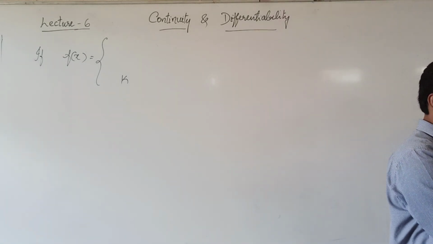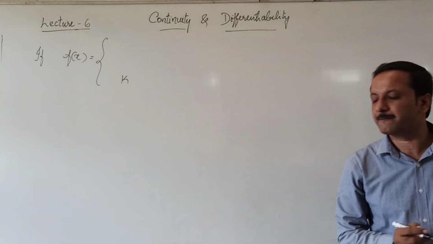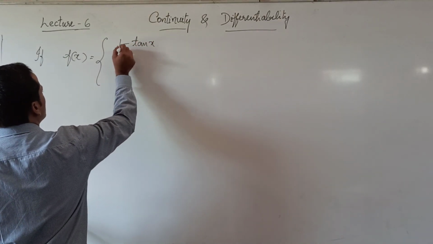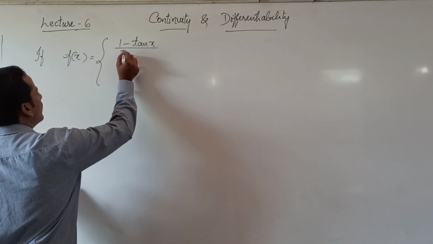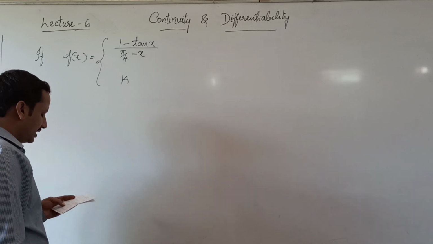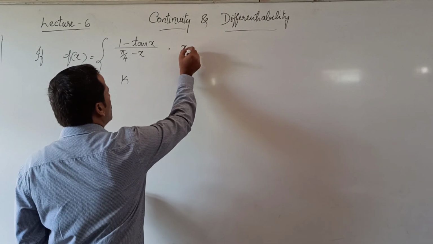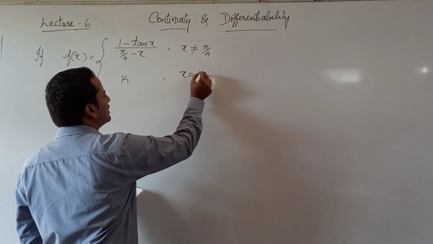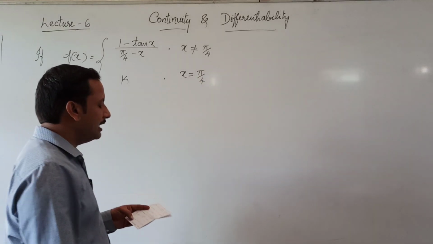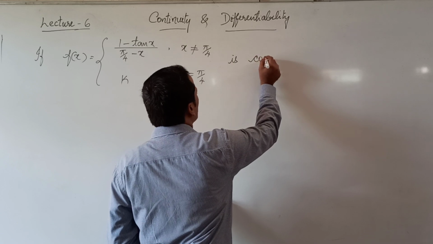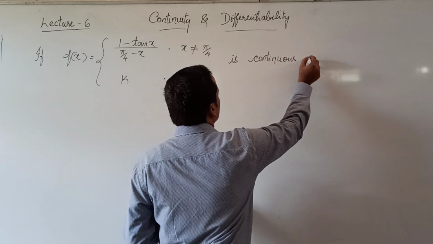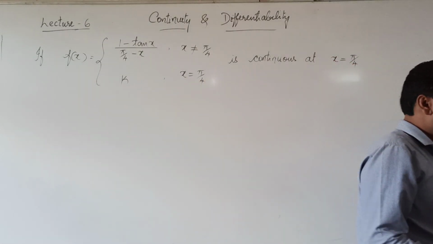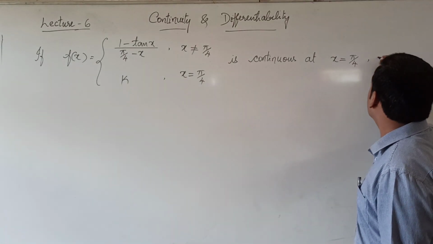Okay, let's look at the next question. If f of x is equal to 1 minus tan x divided by pi by 4 minus x when x not equal to pi by 4, and k when x is equal to pi by 4, is continuous at x equal to pi by 4. Find k.